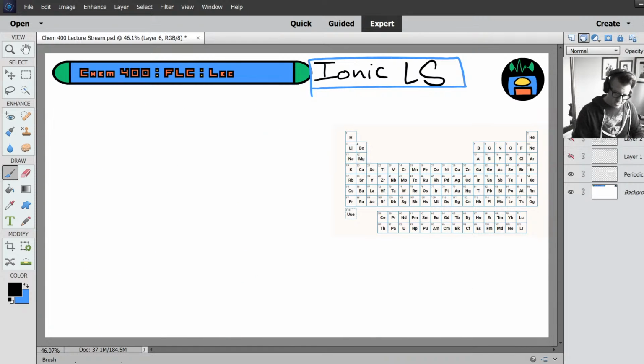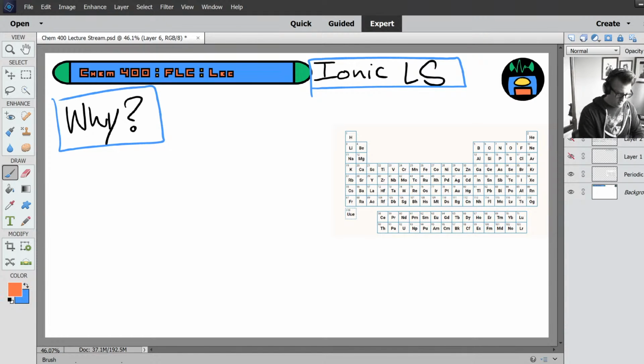All right, so let's stop for a moment and ask, why does this even happen? All right, and I'm going to redraw my Lewis structure for sodium chloride like I had on the previous page.